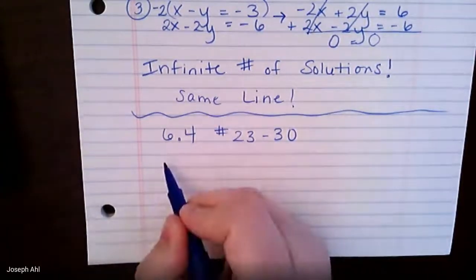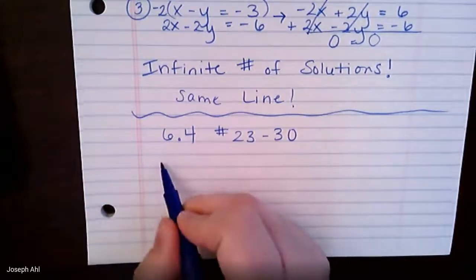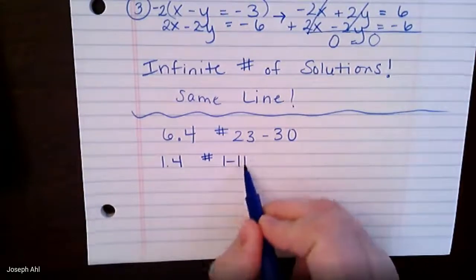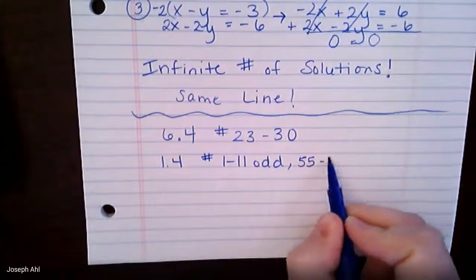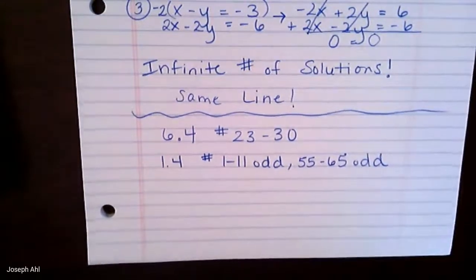And then we're going to go all the way back to section 1.4. This is posted on the website, so you guys can check it out there. In section 1.4, you're going to try numbers 1 through 11 odd, and also 55 to 65 odd. Those are questions getting practice with the equation of a line, like we went through quickly at the beginning of the lesson.